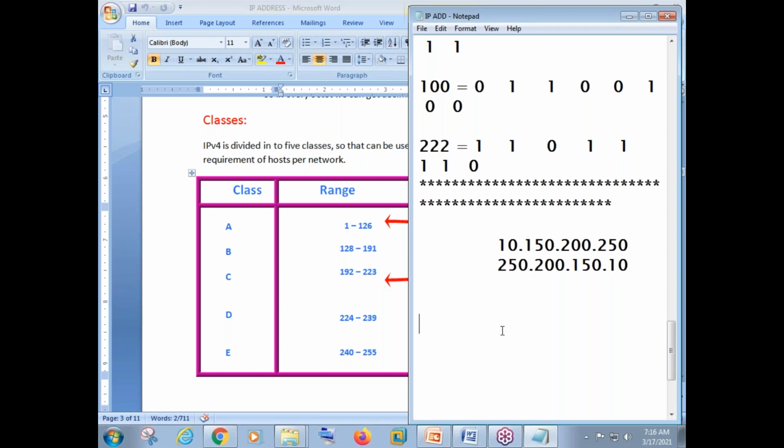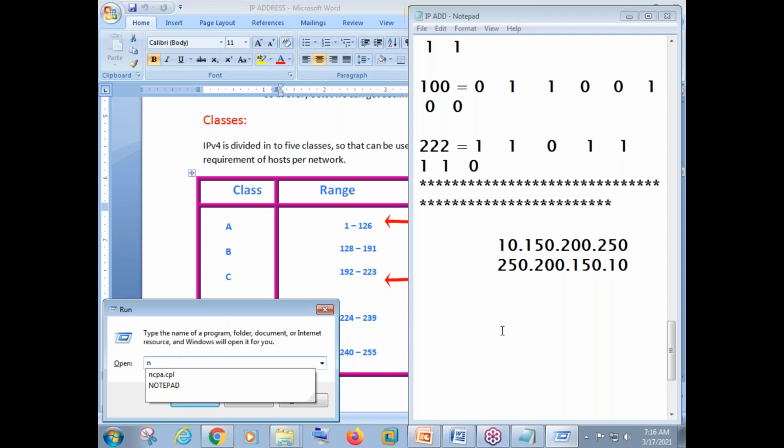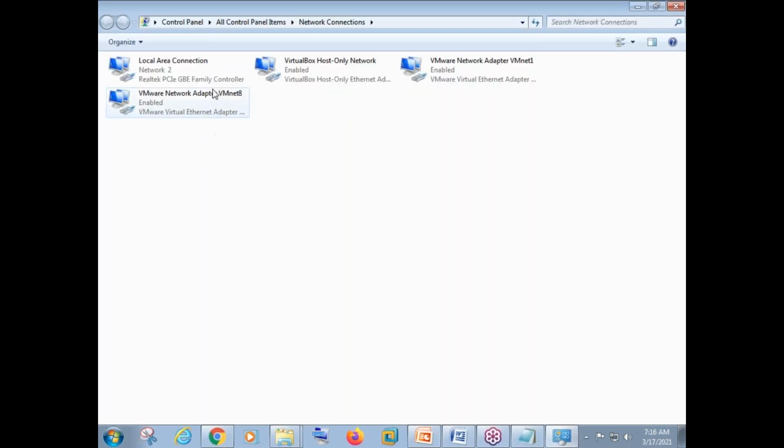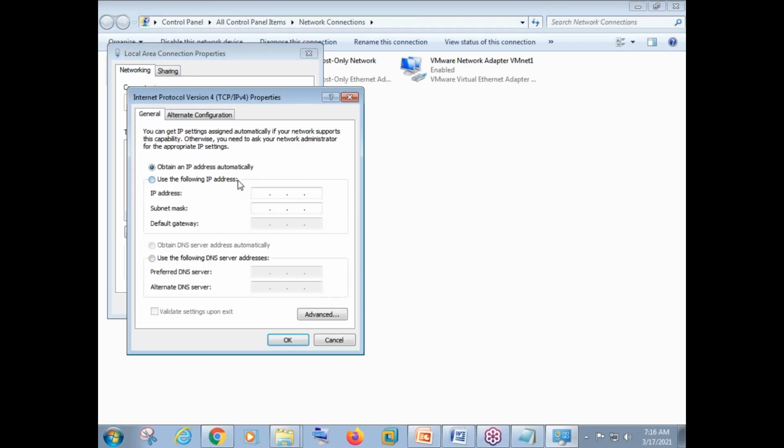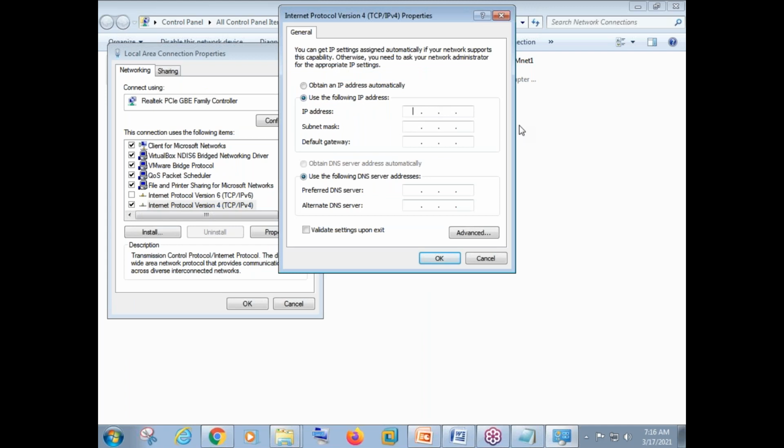Let us see practically here. I'll try to assign an IP address on my computer, the same IP address that we used just now: 10.150.200.250. See, when I say 250, there is no problem here. There is no error message because I'm using 250 in the fourth octet, 200 in the third octet, and in the first octet I'm using number 10. So this computer has realized, okay, number 10 is from class A, so there is no problem.